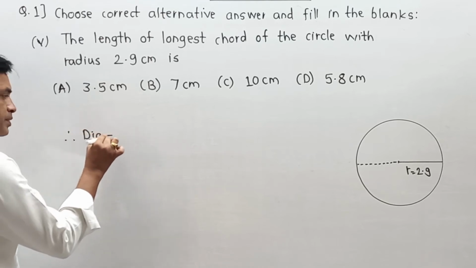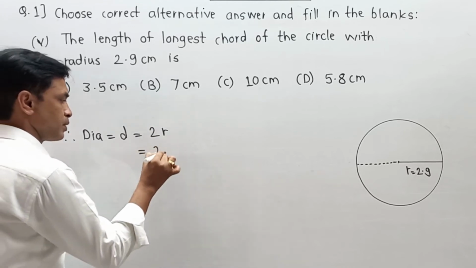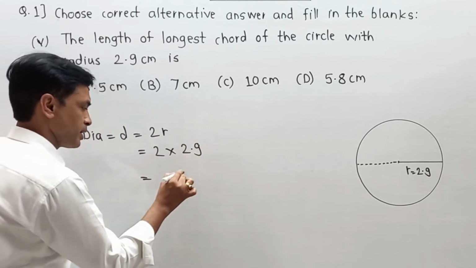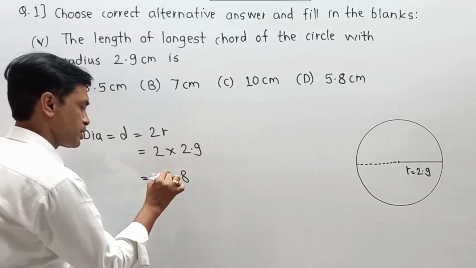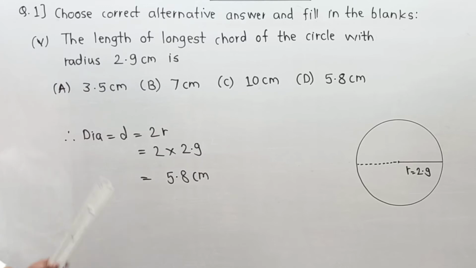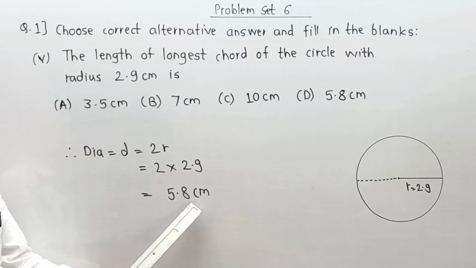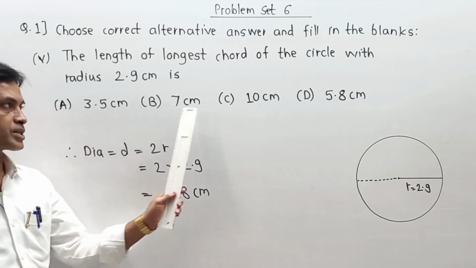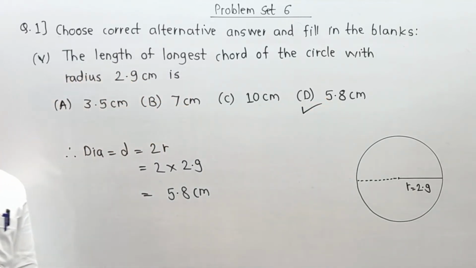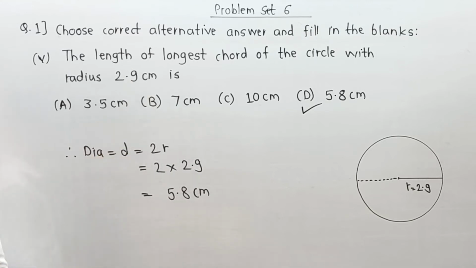Your diameter, generally we indicate it as D, is 2 times the radius. Radius is nothing but 2.9. So 2 into 9, 18, carry 1, 2 into 2, 4, plus 1, 5, and due to 1 decimal, 5.8 centimeter. Here the diameter is the largest chord of a circle and that is 5.8 centimeter. So our answer D is correct, because D is nothing but 5.8 centimeter.